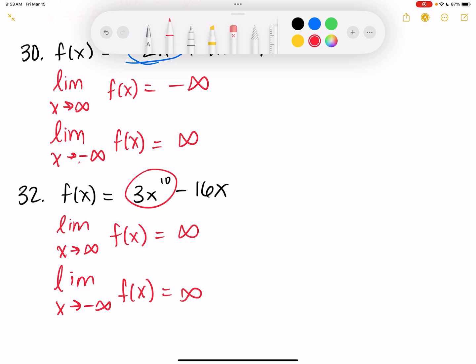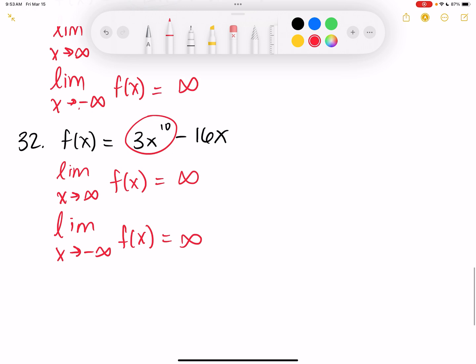So, problems 5, 7, 9, 11, hold on. Oh yeah, those are all different. 15, 19, and then 29 and 31.